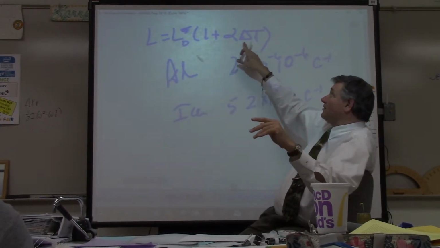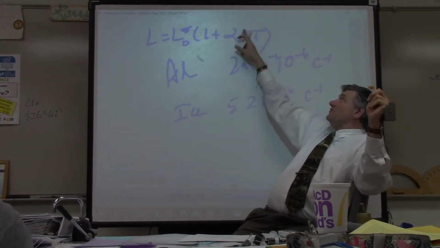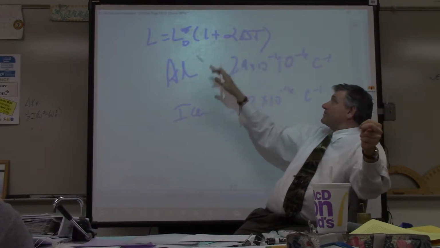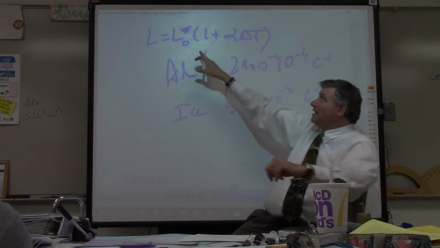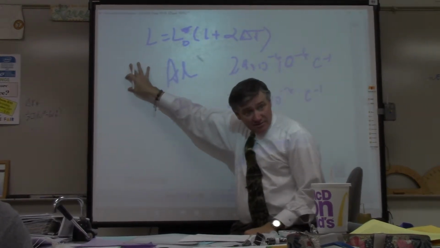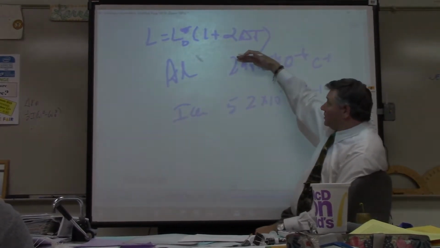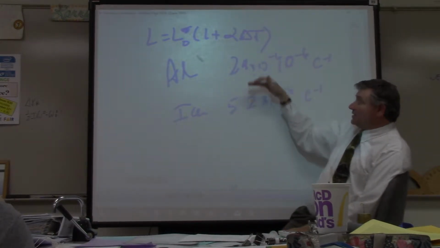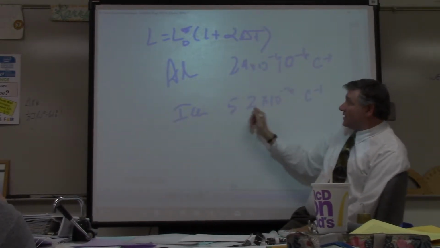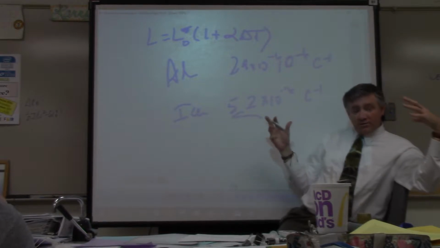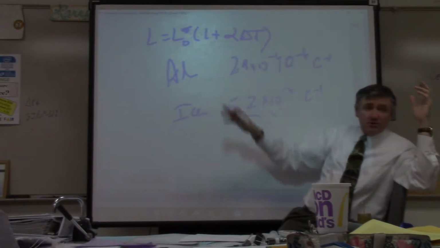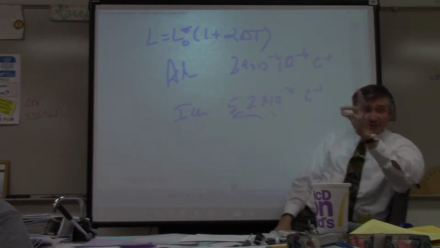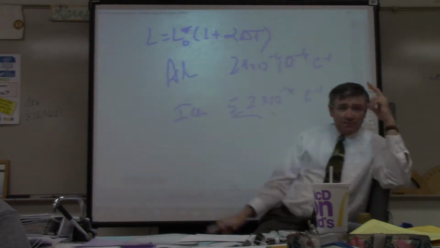So when you look at this part over here, if you have the same change in temperature, as the coefficient of linear expansion becomes bigger, that's going to make a bigger length as well. So if you have aluminum and ice, and they undergo the same temperature change, the ice is going to have a much bigger coefficient of expansion than the aluminum, given the same change in temperature and the same L naught.